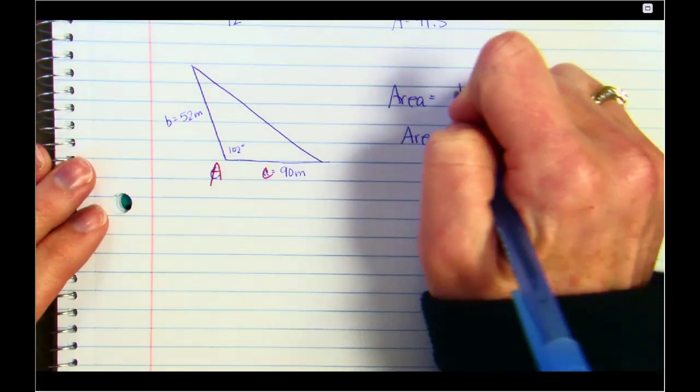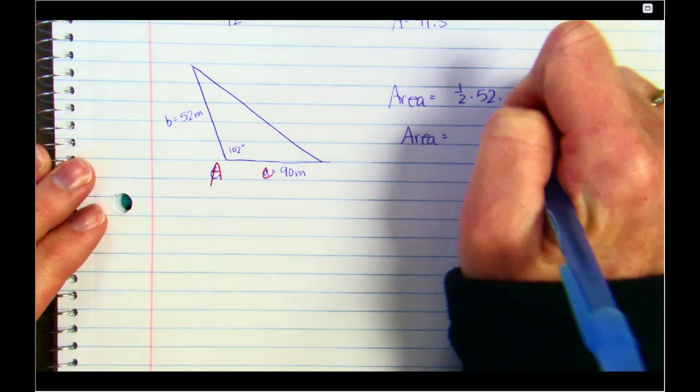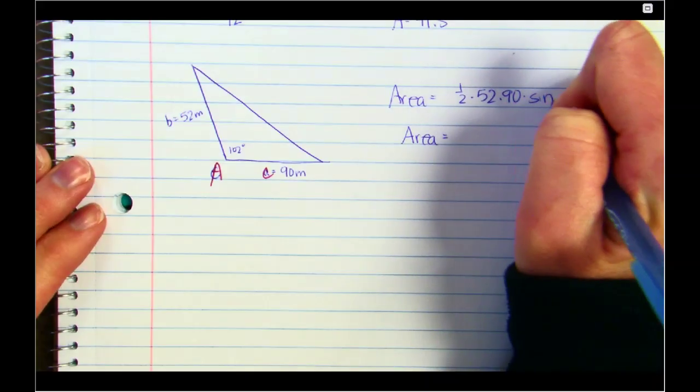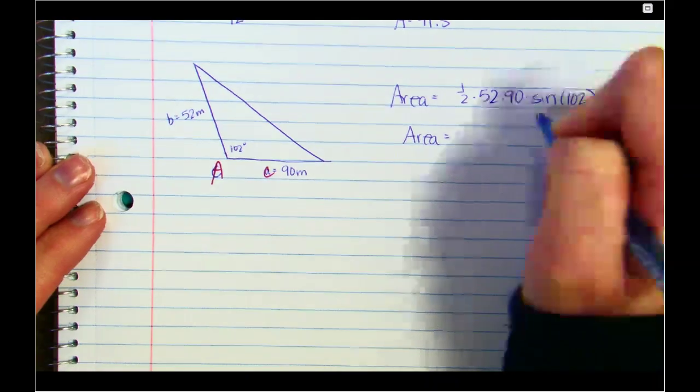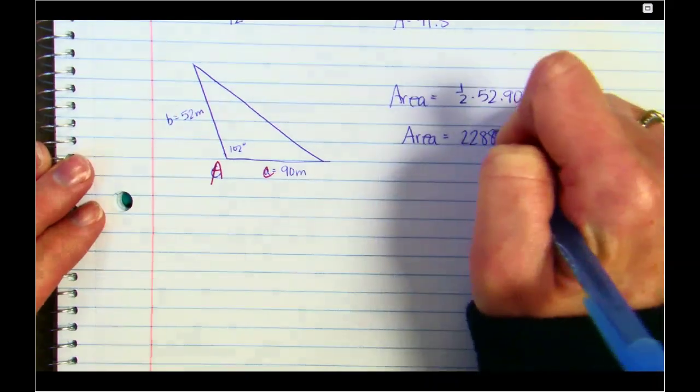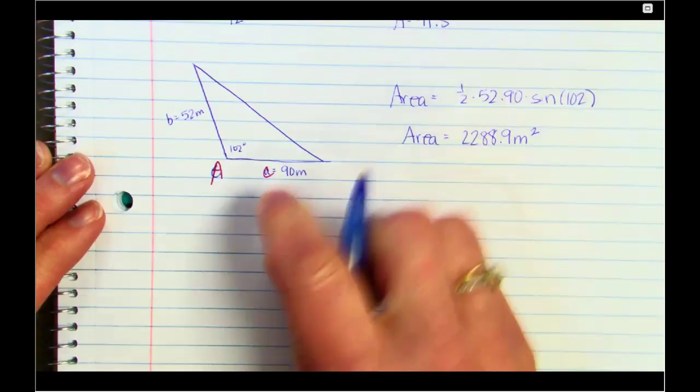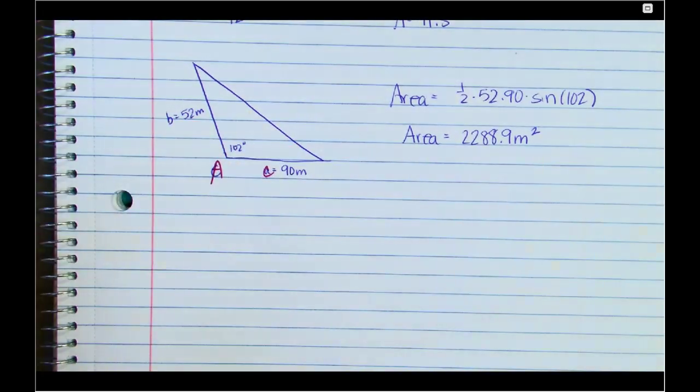So it's 1/2 times 52 times 90 times the sine of 102. I got 2288.9, and that would be meters squared because it's meters this time. Yeah, because it's area.